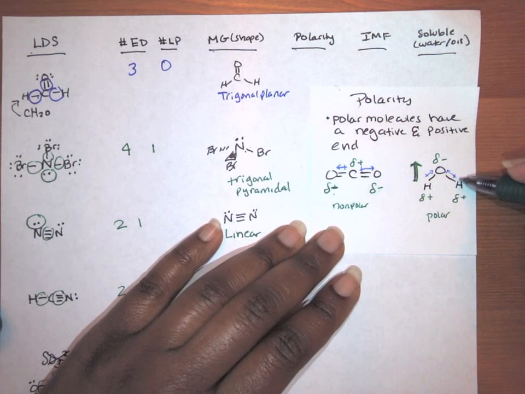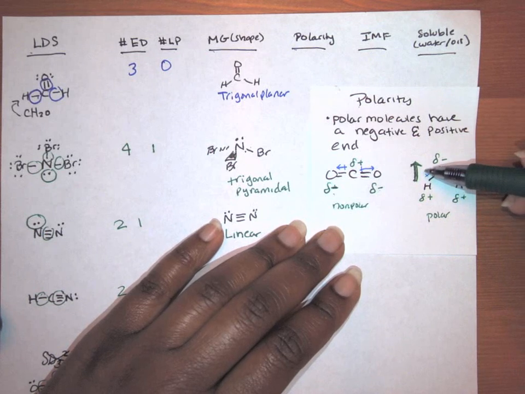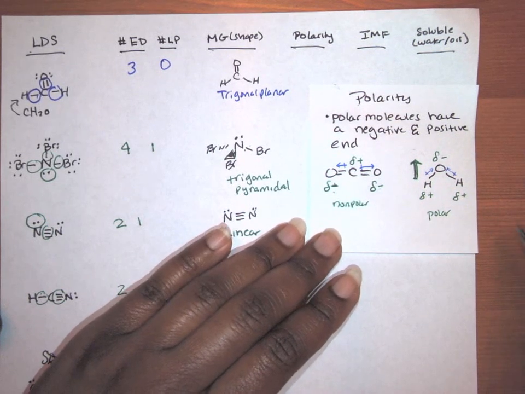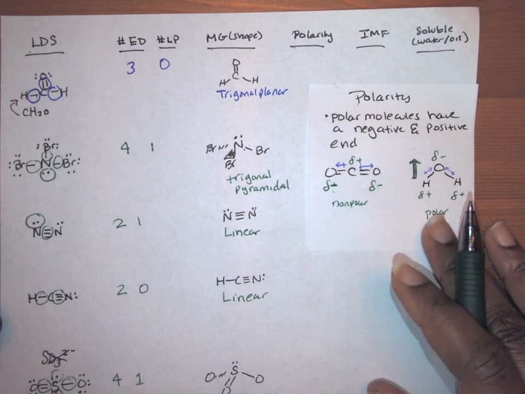Or if you look at the bond dipoles here that point towards the oxygen, these bond dipoles don't cancel out. And because this is a polar molecule, we draw a dipole moment for the entire molecule, which is an arrow pointing to the negative end of the entire molecule. So that's a quick review of what polar molecules are.